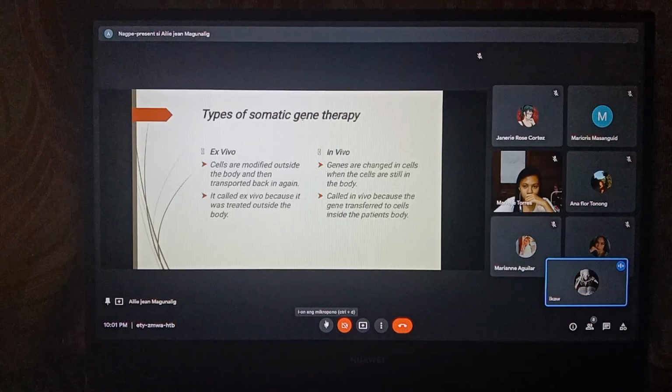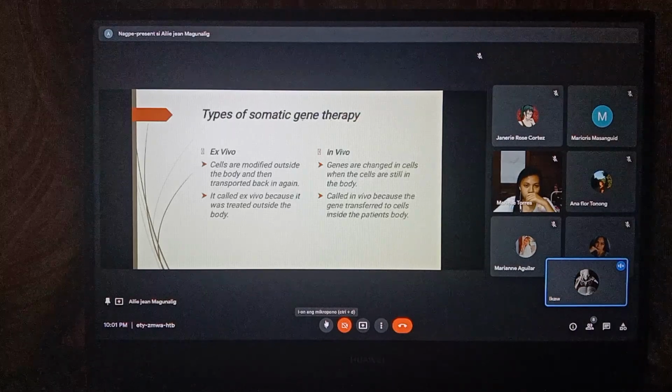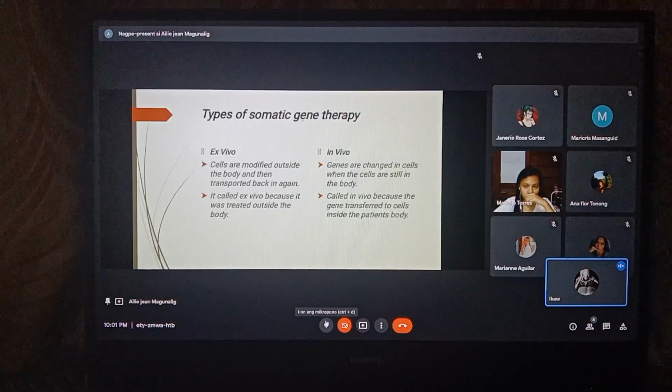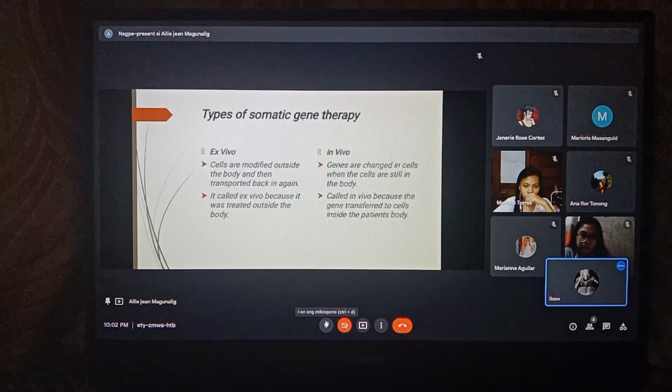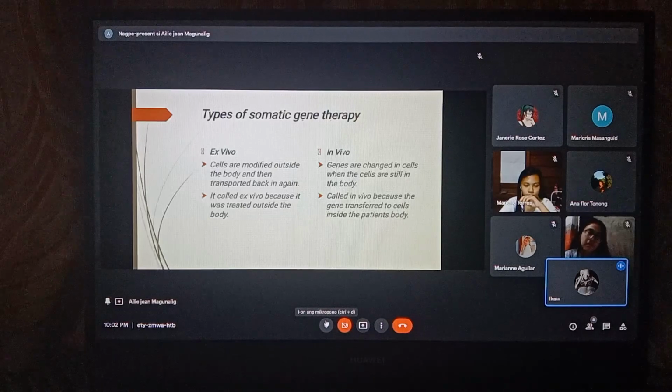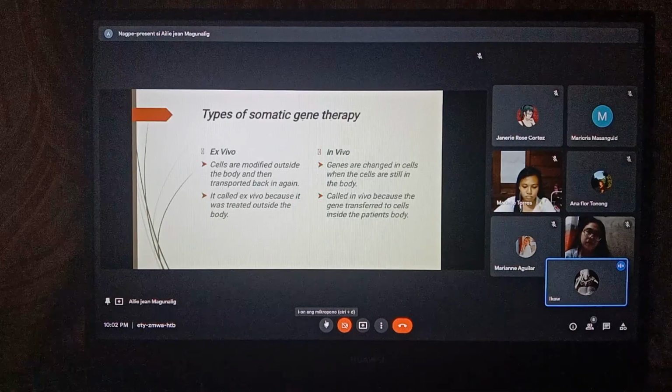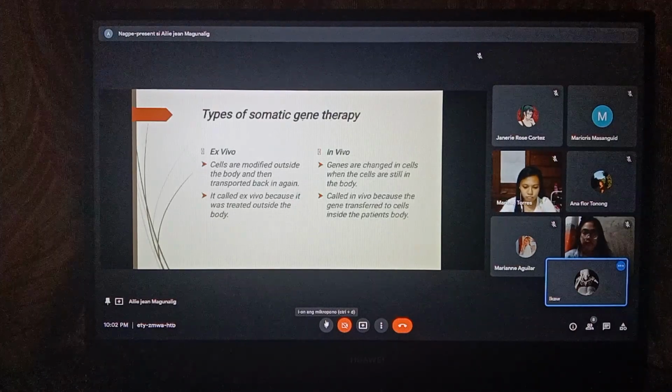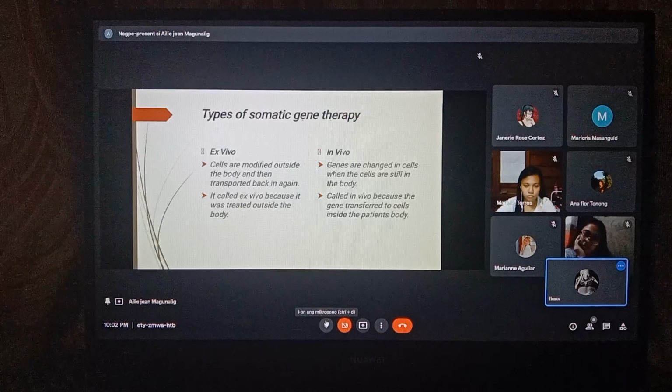And the types of somatic gene therapy are ex vivo and in vivo. When we say ex vivo, it is modified outside the body and then transported back again. And when we say in vivo, genes are changed in cells while the cells are still in the body. Why is it called ex vivo or in vivo? When we say ex vivo, it was treated outside of the body. And when we say in vivo, it was transferred to the cells inside of the patient's body.